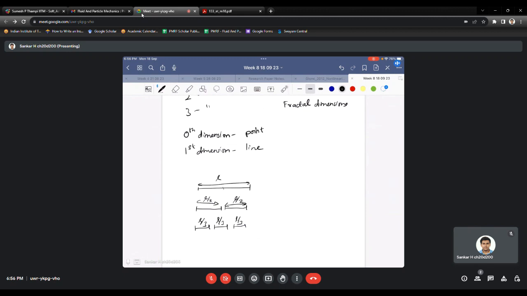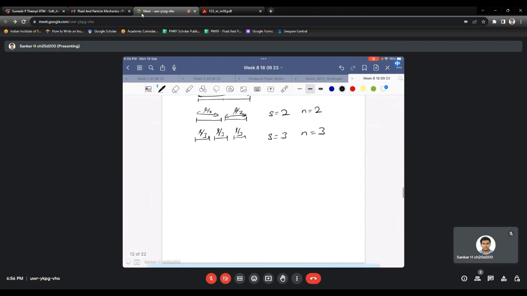So what we can say here is that if the scaling factor is given by S, in the first step, when I convert it from a single line to two lines, it is 2. The new number of lines that are found is 2. Similarly, the scaling factor here is 3. The number of lines formed here is 3.